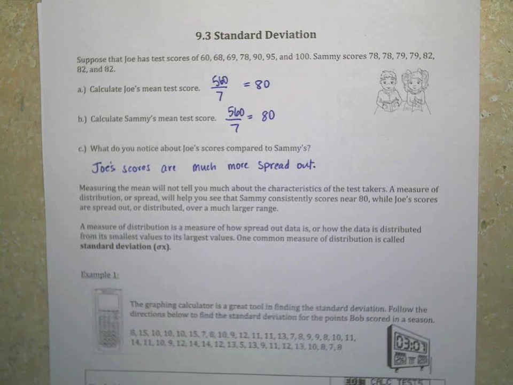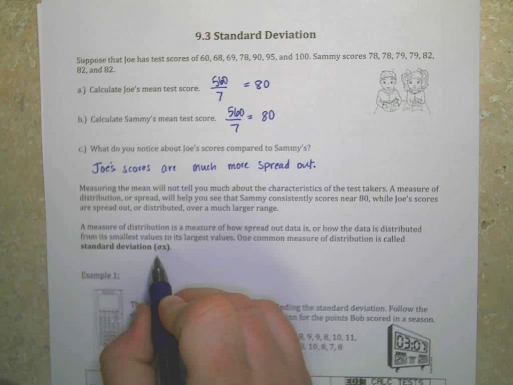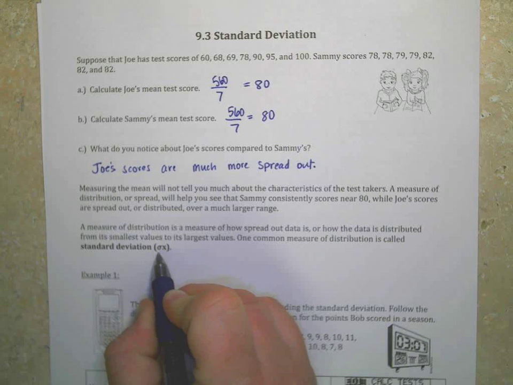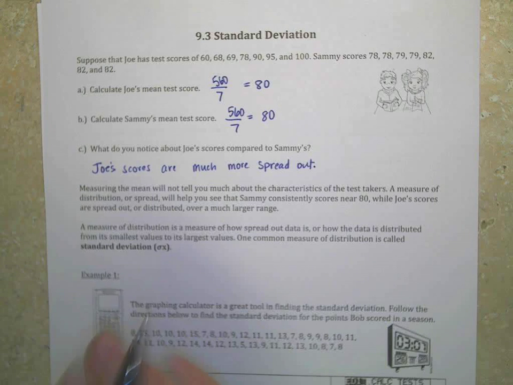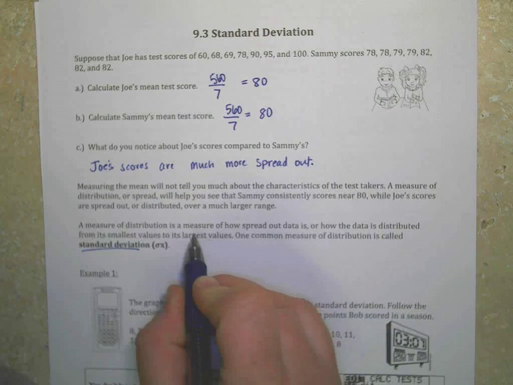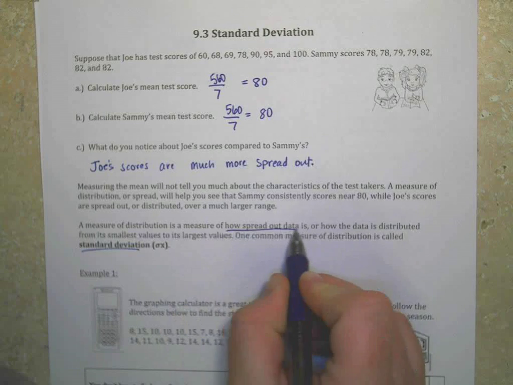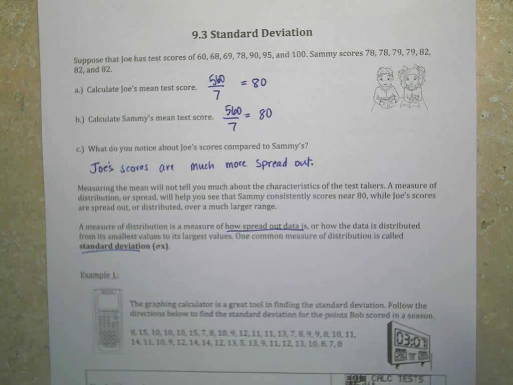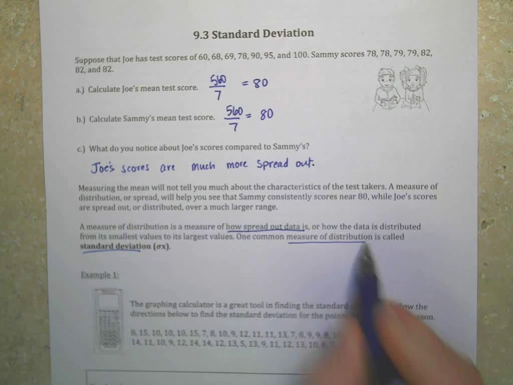So one measure that we use to see how spread out scores are is called the standard deviation. We use a lowercase sigma in the Greek alphabet. So sigma x is what we're going to be looking for. So again, our standard deviation is how spread out the data is. It's also called a measure of distribution.